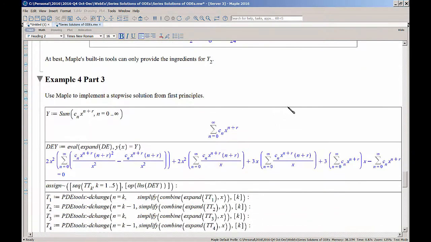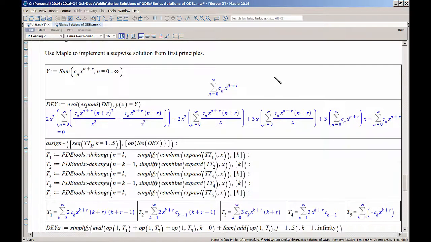So now I want to consider the process of the stepwise implementation of the Frobenius method, and I want to see to what extent Maple can help me through that process. Okay, so I need the solution form that I'm going to use. So I use sum with a capital S, so it's the inert sum, x to the n plus r.